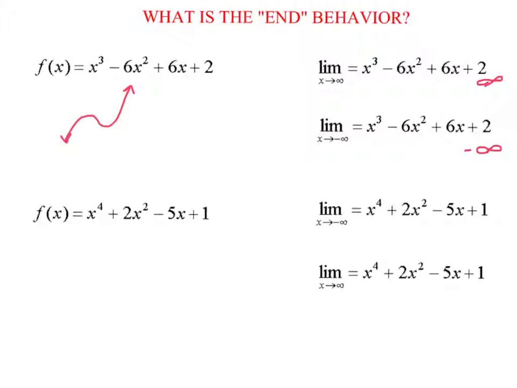Next, the fourth power, we hopefully know what that looks like. This is the one that kind of looks like a W, like that. So if I asked you what's the limit as x goes to negative infinity, it would be positive infinity. And if I were to ask you what the limit is as x goes to positive infinity, it would be positive infinity. So we can use our knowledge of a function to do those limits very easily.